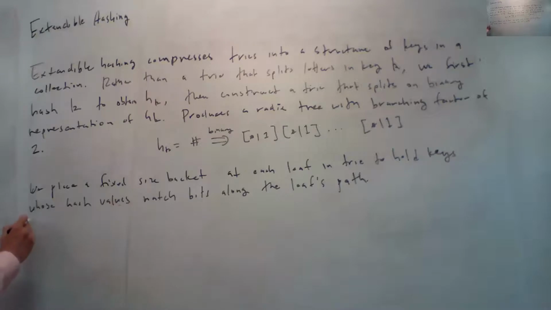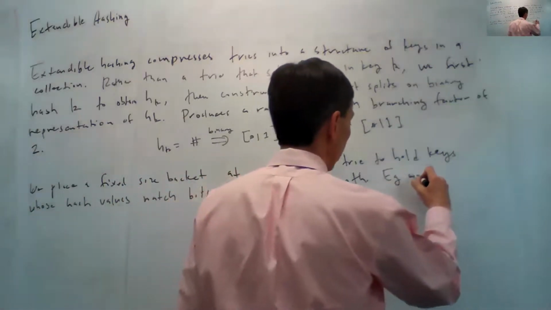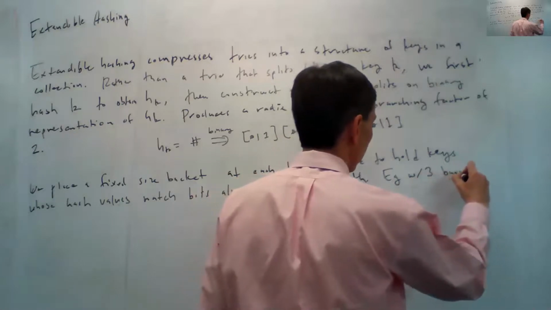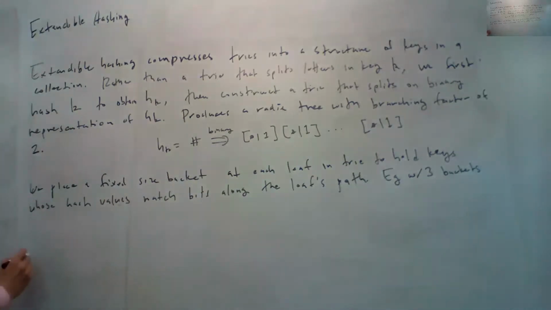So let me show you an example here with 3 buckets. Okay, so suppose this is my trie. So here's the root, and this is the 0 bit, and this is the 1 bit.